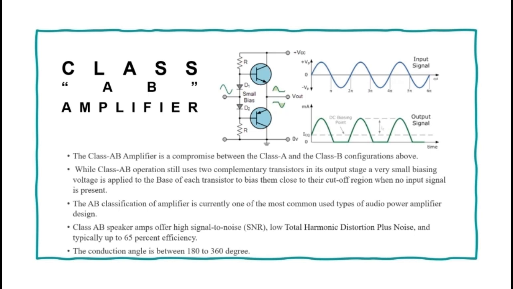So, to conclude, the class AB speaker amplifier offers a high signal to noise ratio and low total harmonic distortion plus noise. Hi, I'm Chifulin. What we have done and what we typically did in this project: firstly, we set an efficiency of 65%.